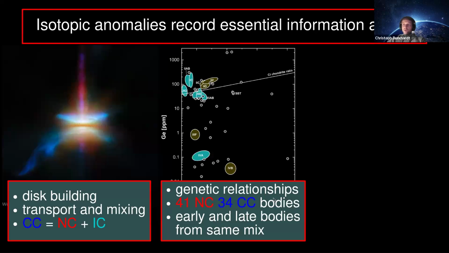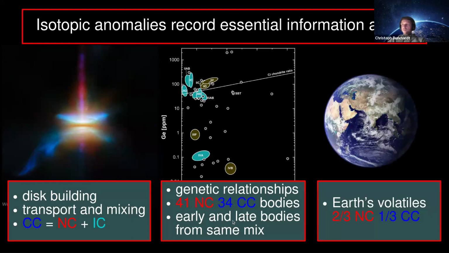And when we looked a bit more into the details of these anomalies in these bodies, we found that early and late formed bodies, or differentiated and undifferentiated bodies in these different reservoirs, seem to have formed from the same mix of dust or nebular materials. So in early and late formed materials, there must have been some kind of similar mixtures of dust.